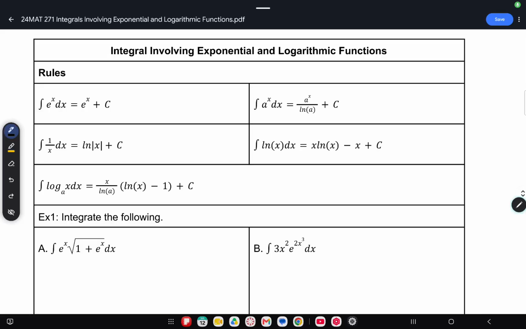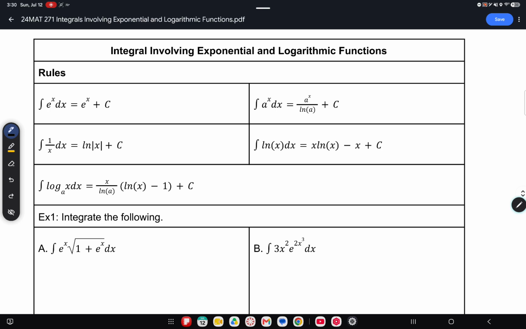All right, so we've already looked at these rules before and had a few examples that went through some of these. So let's just go ahead and do some more. This is just a reminder of what the rules are.